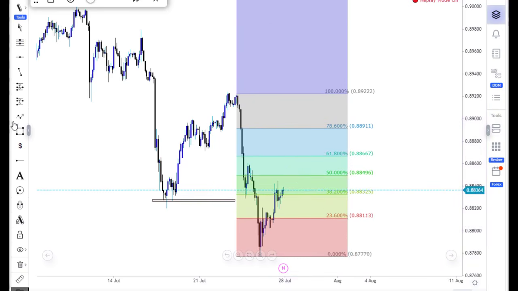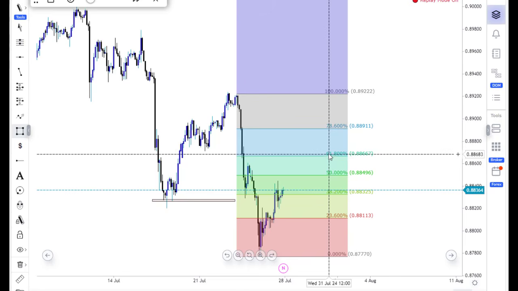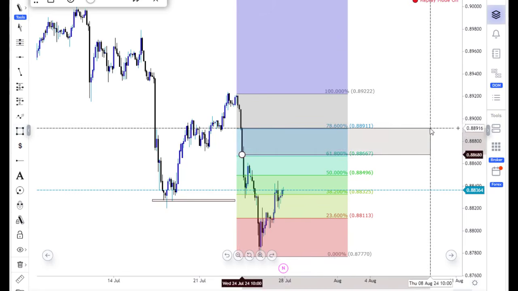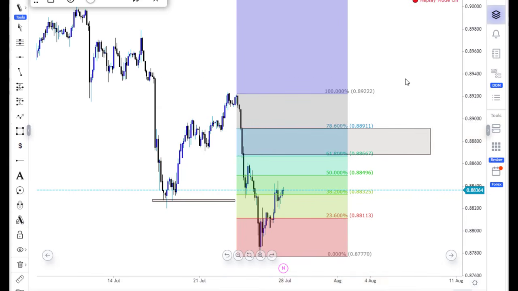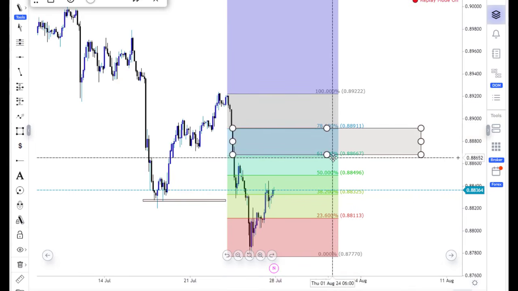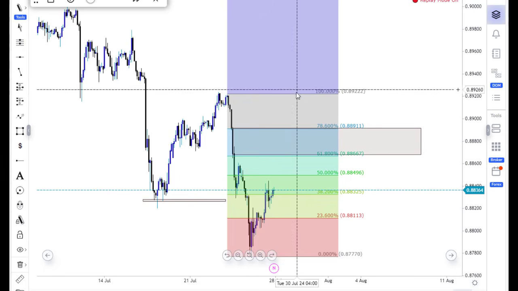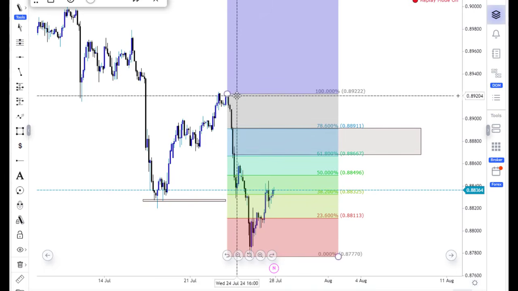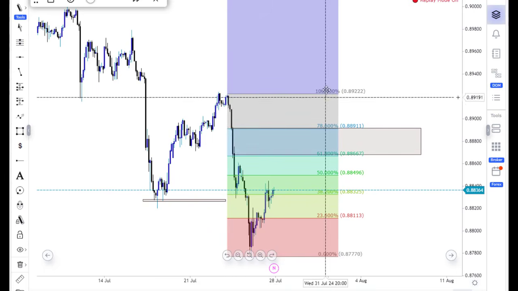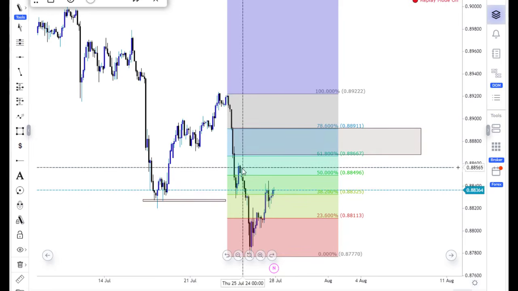So at this point in time, we have our 61 level to the 78 level here. So you can mark it out like that. That's the zone you are going to be considering, right? Price sometimes could pull right up to this zone here, maybe to the beginning of this other block before dropping. Price sometimes could just reach here and drop, right?